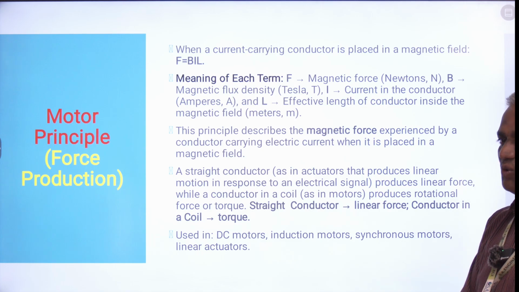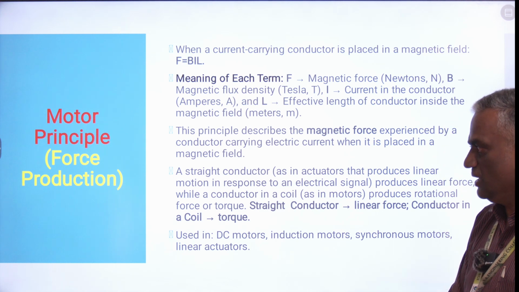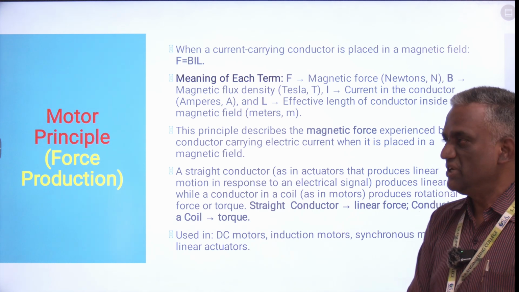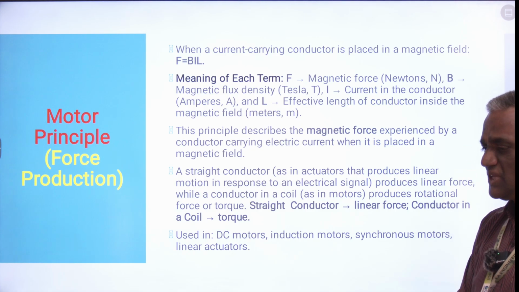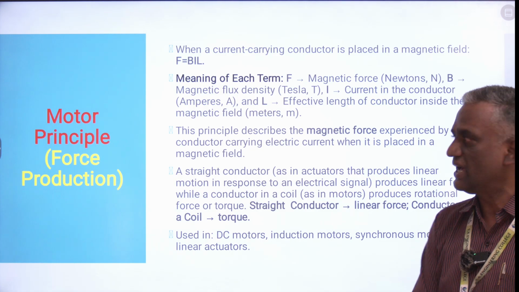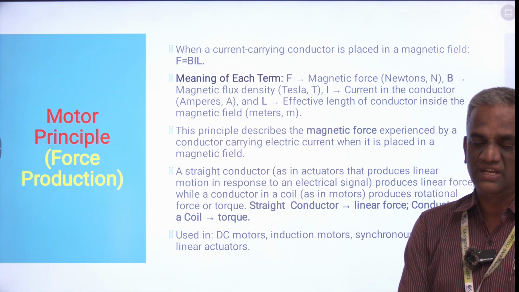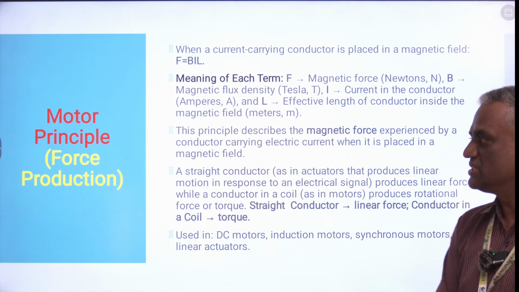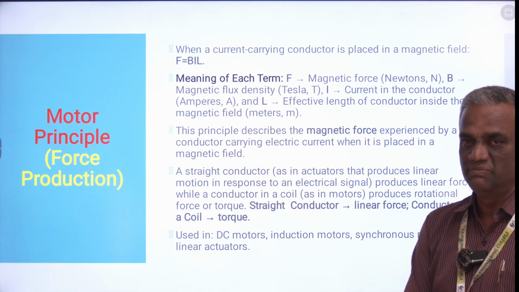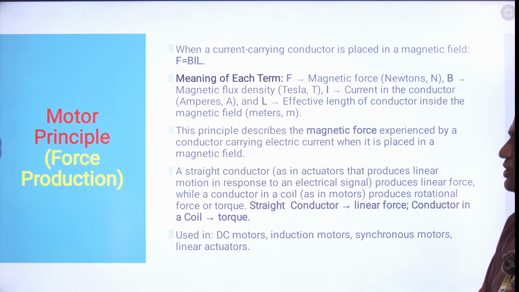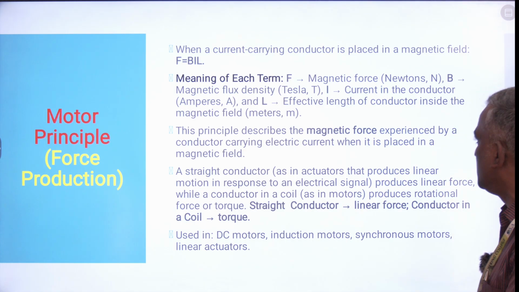So let me talk about the motor principle. As told in the previous slide, in the motor principle the output is mechanical energy. Here I'm going to put a conductor carrying a current in a magnetic field. When I put a current-carrying conductor in a magnetic field, obviously force will be produced. That force is F equals B into I into L. What is this F? F is the force, otherwise called the magnetic force.